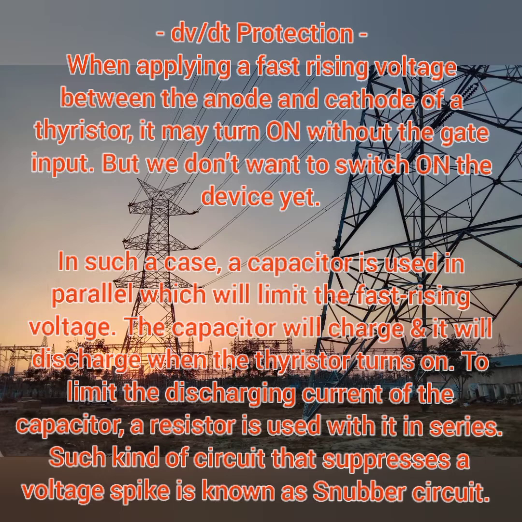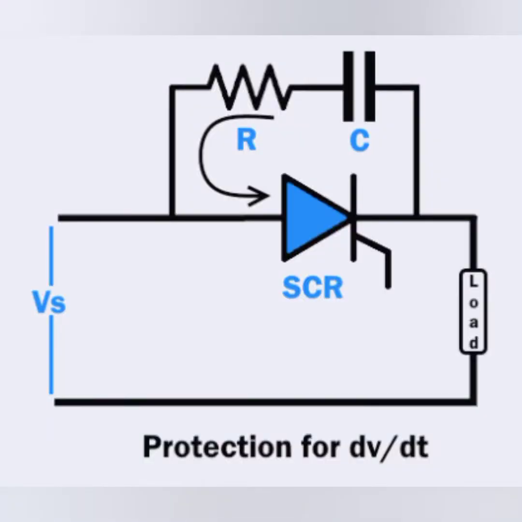If you use a capacitor and a resistor in parallel with your circuit, it will limit the fast rising of your voltage. The capacitor will charge and it will discharge when the thyristor is turned on. To limit the discharging current of the capacitor, a resistor is used in series with the capacitor. So this overall circuit forms a suppression circuit. It is commonly known as the snubber circuit in thyristor connections. This is your snubber circuit connection in thyristors.